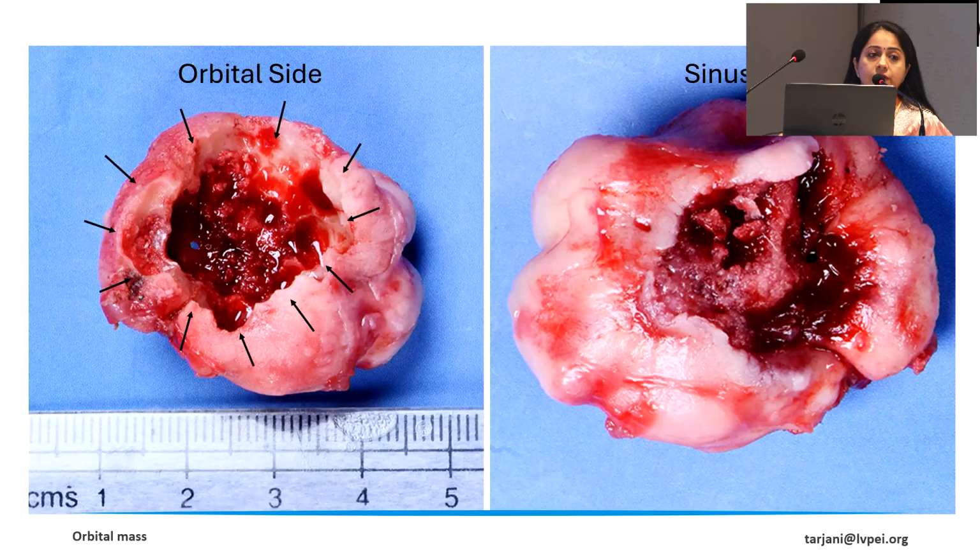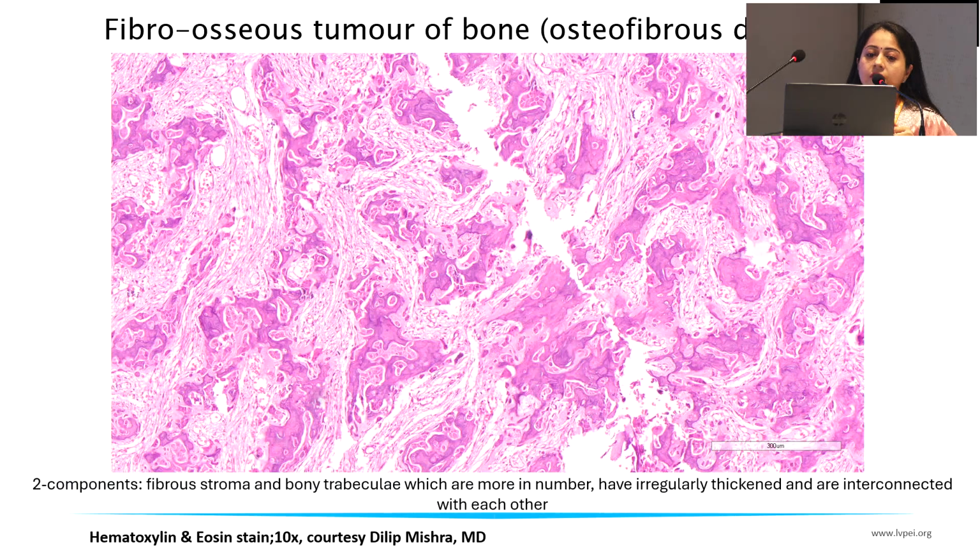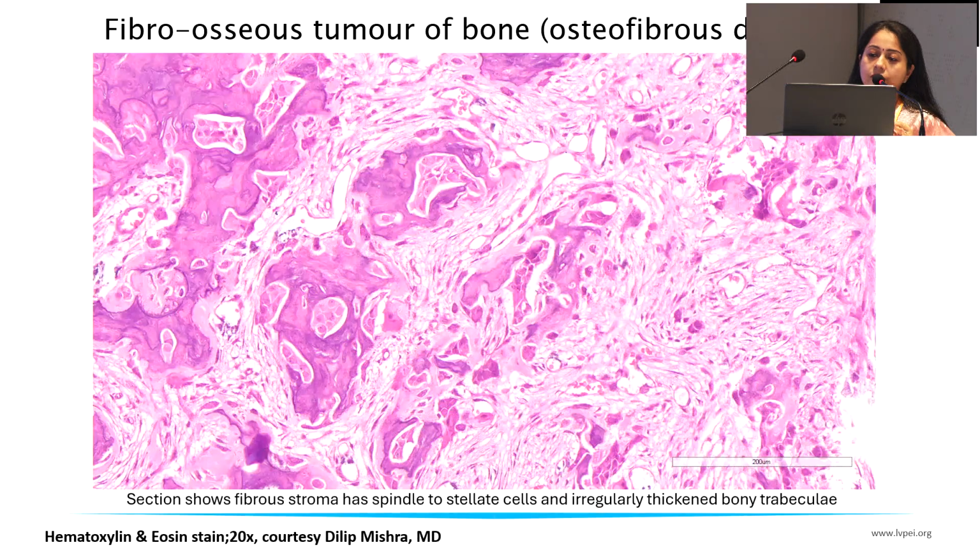Some part of the tumor was adherent to the fovea ethmoidalis, and removing that is disastrous because it would have led to a CSF leak, and a medial CSF leak is extremely dangerous for the patient. Here's the pathology, which showed fibrous stroma with bony trabeculae, both. These are courtesy Dilip Mishra, our pathologist at LV Prasad Eye Institute.